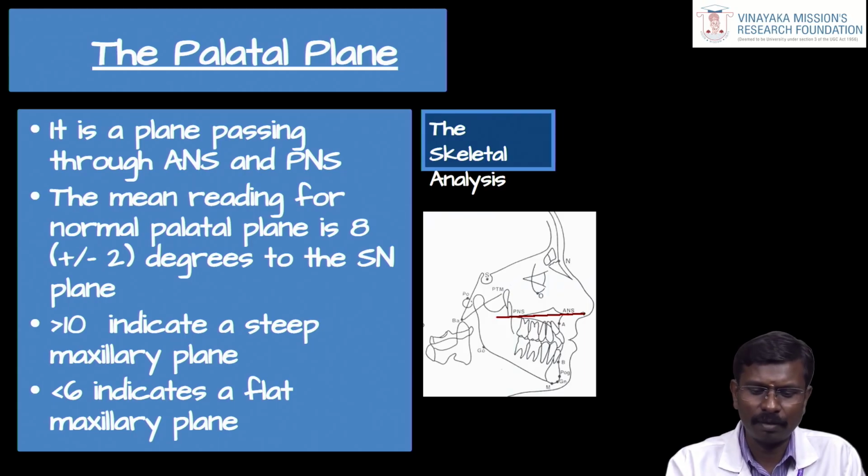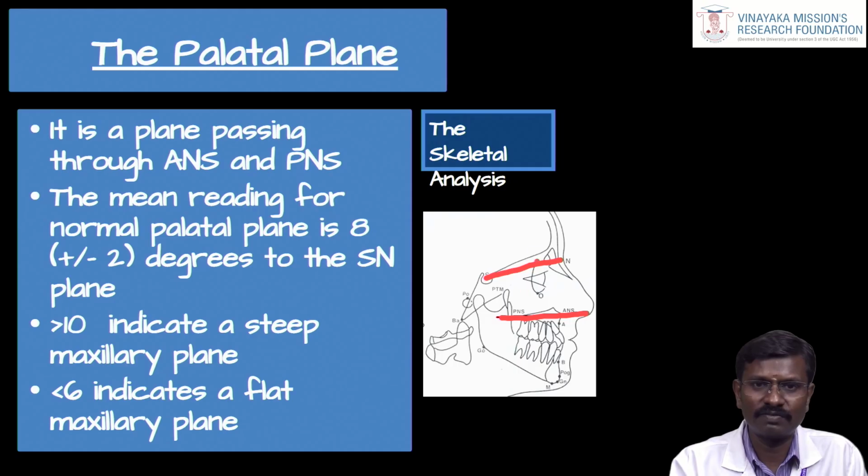This is the palatal plane, the plane connecting PNS and ANS. The mean reading for a normal palatal plane should be 8 degrees to the SN plane. This palatal plane we have to transfer to the SN plane. I will show in the next slides how to transfer this by hand tracing. So like this you will get it, and this reading should be 8 degrees.